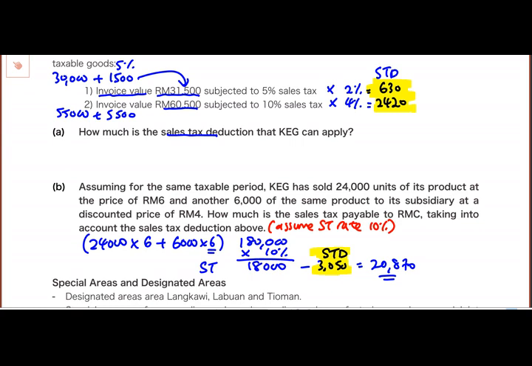So the logic is, when you buy this item, even though you have paid your sales tax, even though you have paid 1,005 and 5,005, you actually get back 3,050.